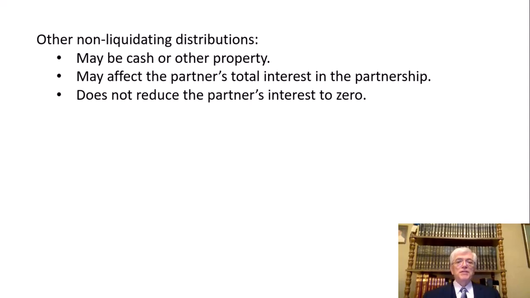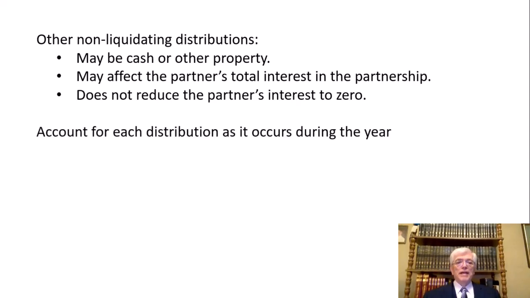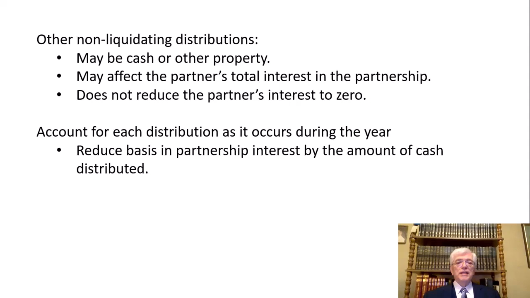Does not reduce the partner's interest to zero. Now, it could reduce the partner's basis in the partnership interest to zero, but the partner's interest, the fraction of ownership that the partner has, is not zero. If it were zero, that would be a liquidating distribution. So this is non-liquidating. The partner is still a partner. Even if the basis in the partner's interest is zero, the partner is still a participating partner in the partnership. We're going to account for each distribution as it occurs during the year. Unlike the current draws, which we're going to pretend they all happened at the end of the year, here we're going to deal with them as they come during the year.